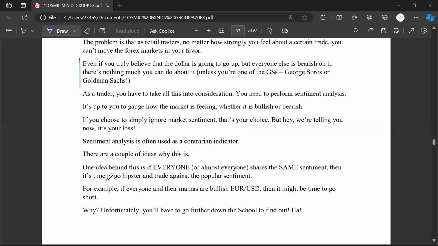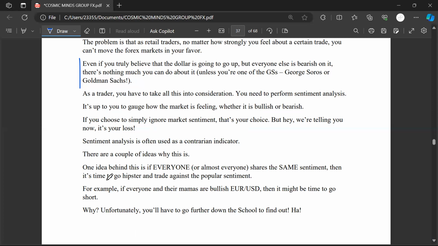It's as simple as that. You are just the opposite of whatever everyone is saying. That's the contrarian one. There are a couple of ideas why this is. One idea is that if almost everyone shares the same sentiment, then it is time to go hipster and trade against the popular sentiment. That is it, to go against it.